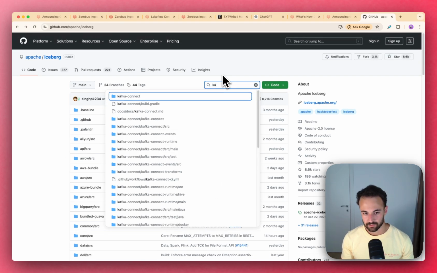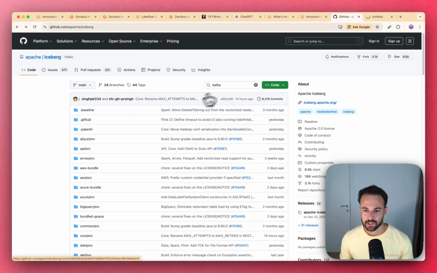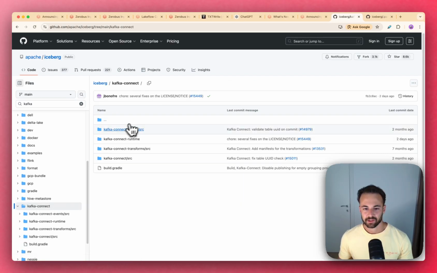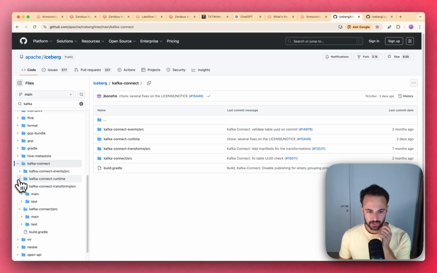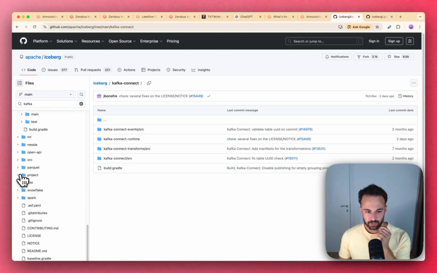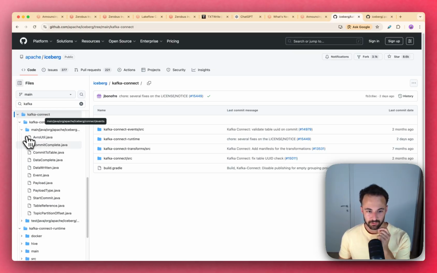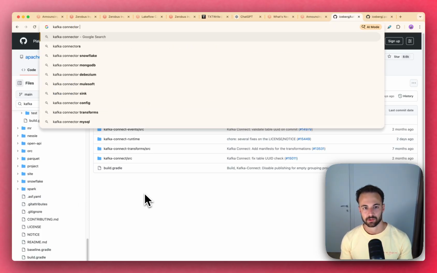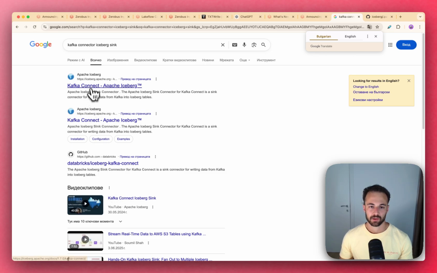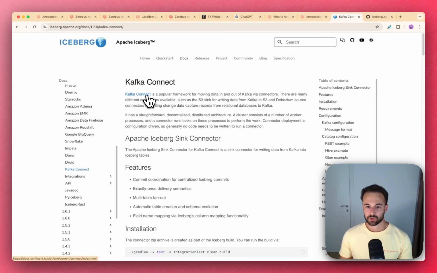So why is there that Palantir folder? It's the first time I've seen something like this. Kafka Connect, yeah, the connector is here. I wonder where the README is. There was a README. Maybe I'm not looking at the right thing. But there was definitely a connector with a README of that connector. It was in another repo back in the day, but it got moved. Kafka connector Iceberg sync. It was in their documentation here.